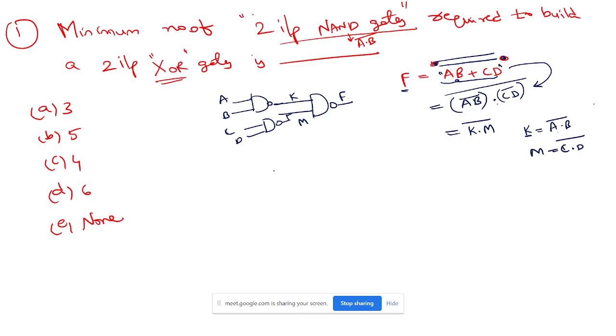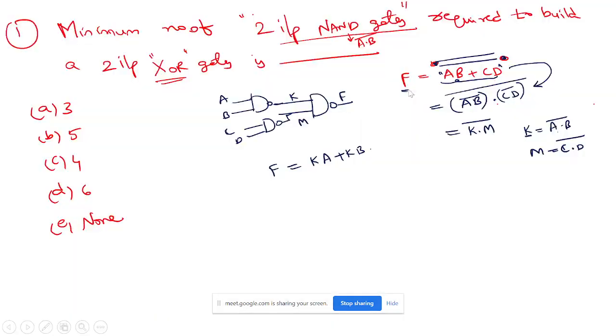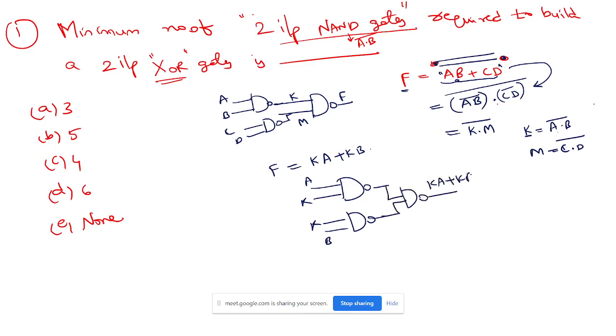Now, suppose I have something like this, Ka plus Kb. Same thing, right? I can have A and K as an input, B and K as an input, and again give it to this gate. You will get Ka plus Kb. Now you can join these two and say this is K, that's all. Correct? So this is the format that you will be looking at when you want the minimum number of NAND gates. Or I can say SOP form kind of.